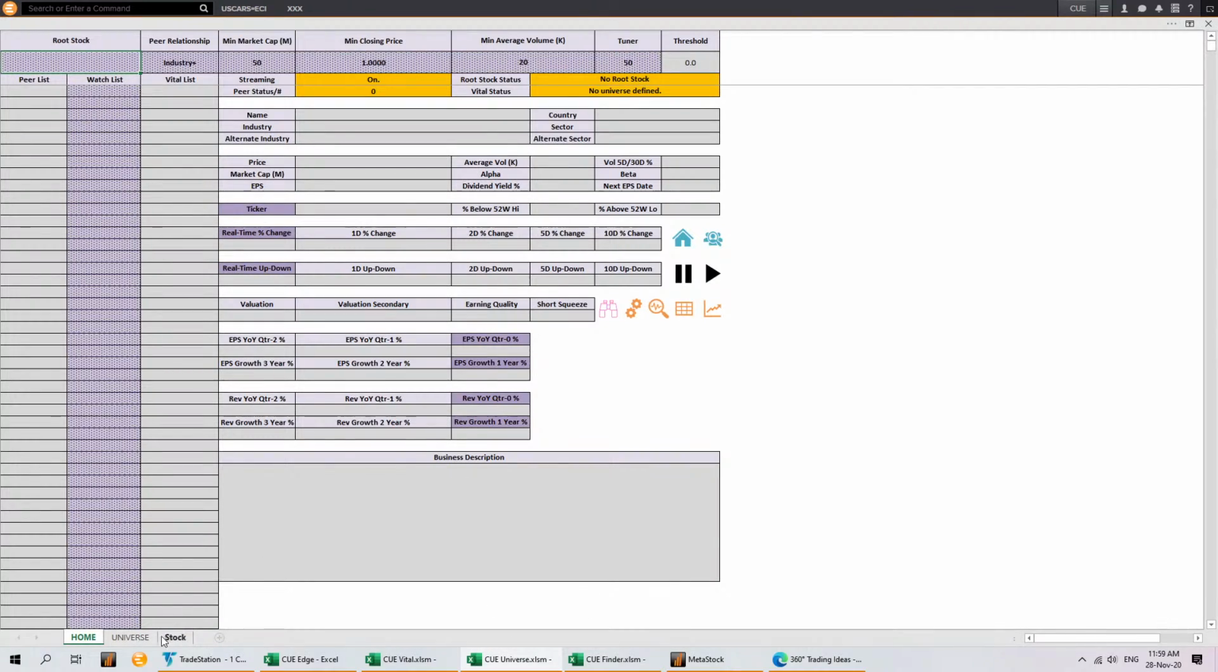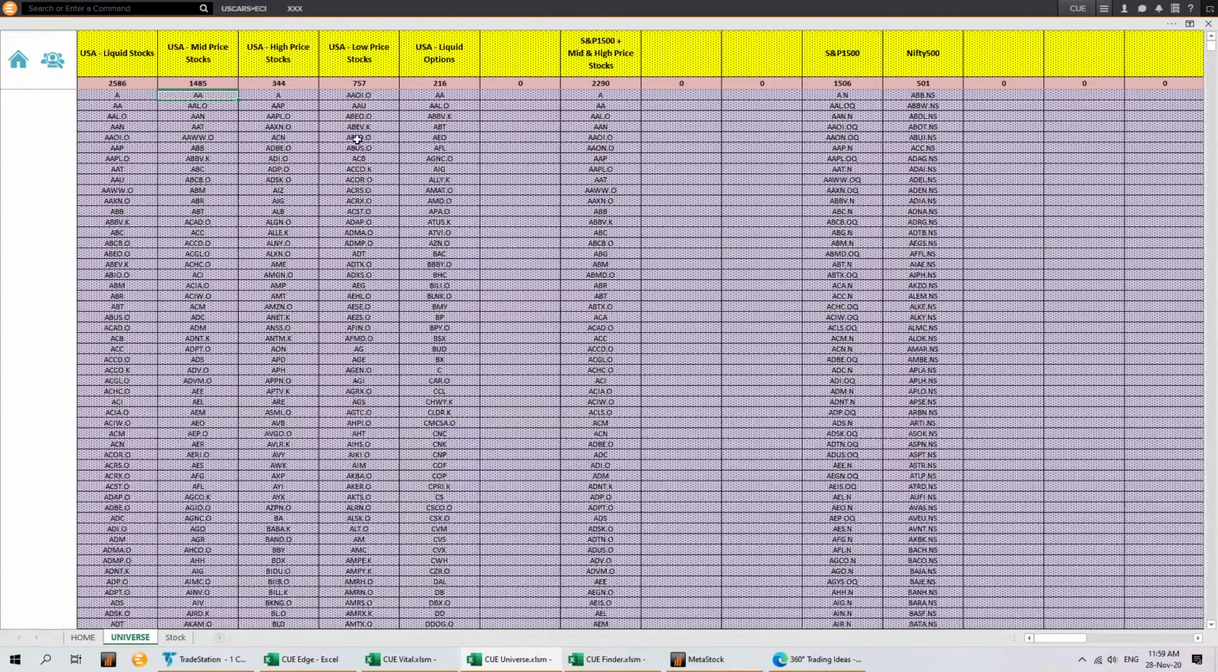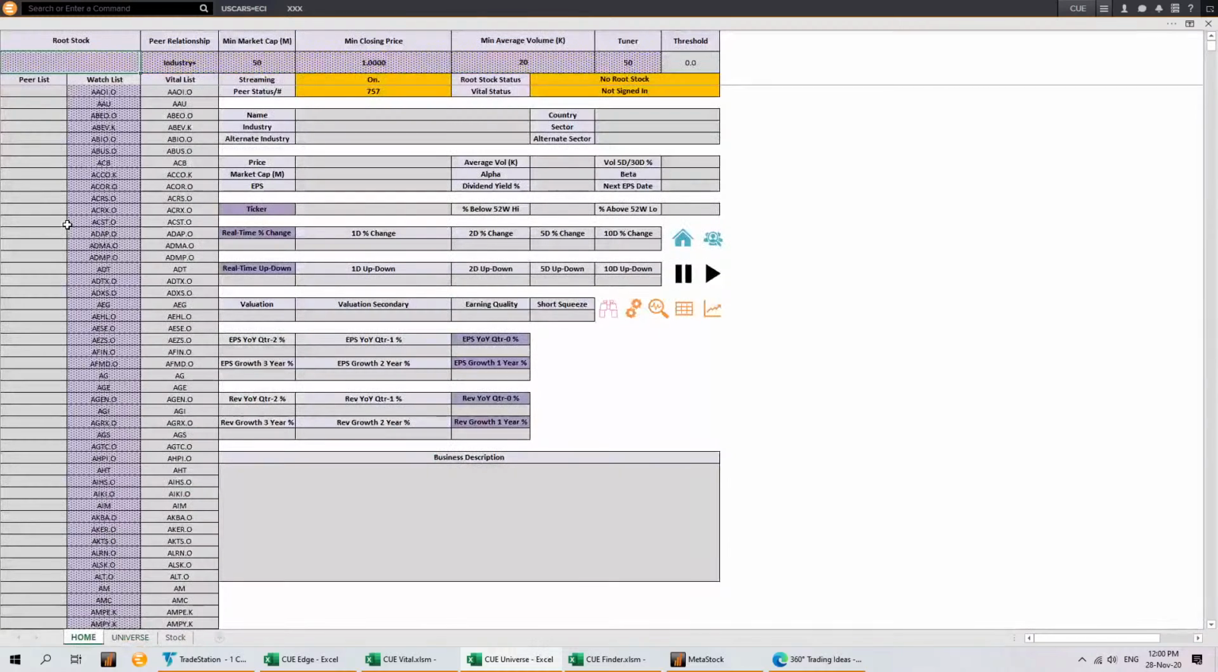I'm going to my universe of stocks, and if we see that IWM is very strong, I might look for buying opportunities from low price stocks or mid price stocks. I am going to put my cursor anywhere in the low price stocks column and click the peer analysis button. That is going to carry out a fundamental analysis of all the stocks. In this case, I am starting with Q Vital. Q Universe is same as Q Vital.